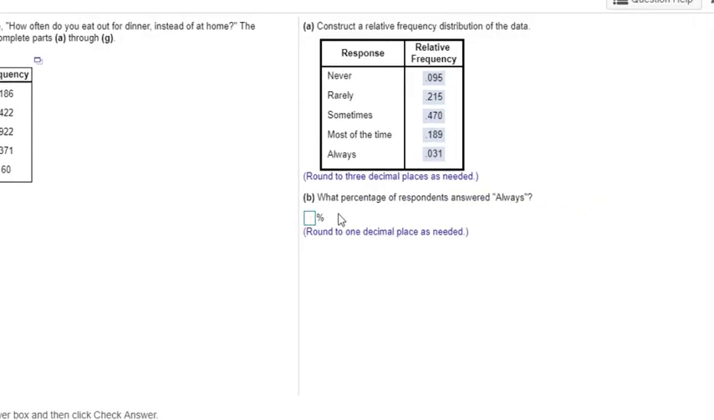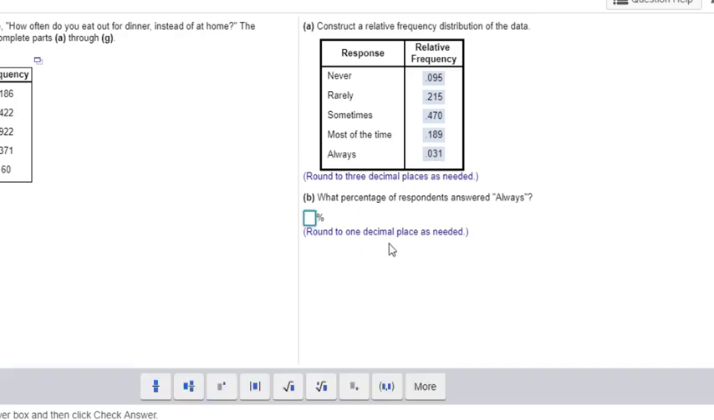Now it's going to ask what percentage of the respondents answered always. So here's always. We have 0.031. Now to convert to a percent, remember you just multiply it by 100, which basically just moves the decimal point 2 places to the right. So 0.031 is going to be 3, and it says round to 1 decimal place, 3.1%.